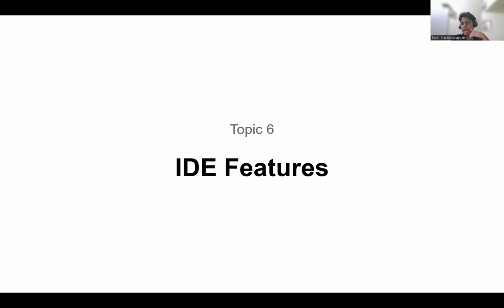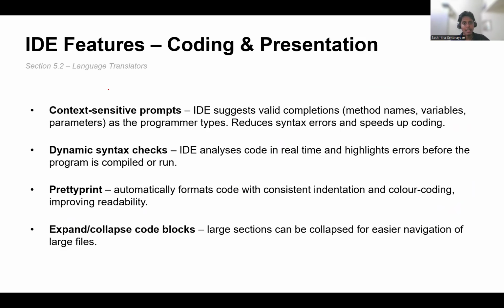Topic 6, we'll now look at IDEs. What are some features of integrated development environments? The first feature is that IDEs have these things called context-sensitive prompts, where as you type code into an IDE, it is able to suggest valid completions as the programmer types, which allows us to reduce syntax errors and speeds up coding. So this is kind of like autocomplete, but not in the form that it completes your code for you, but it suggests what the next code you should type is, or what the method name you should type is, or what the variables you should type are. This is not AI. This is just a simple context-aware prompt that tells you, based on the code you're typing, what could be the suggested next word.